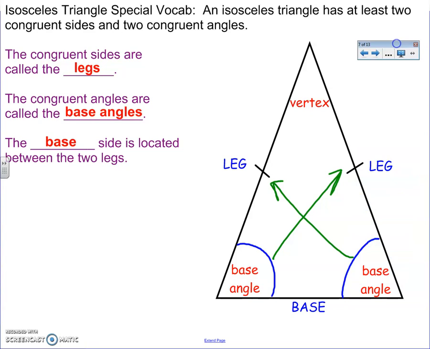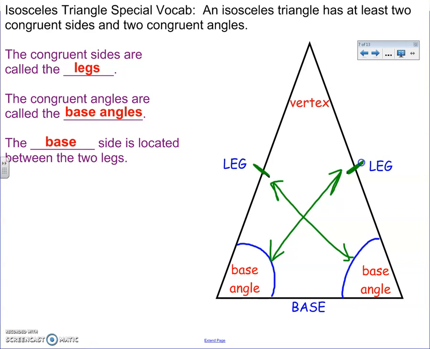Some more specific vocabulary. For isosceles triangles, again, two congruent sides, and two congruent angles. The congruent sides are called the legs. The congruent angles are called the base angles, and the base is the side located between the two legs. So notice I drew the arrows in green. Those base angles are the same, and I drew the diagonal green line to show which legs are the same. So this leg is connected to this angle, and this leg is connected to these angles. Since the legs are the same, the angles are the same.